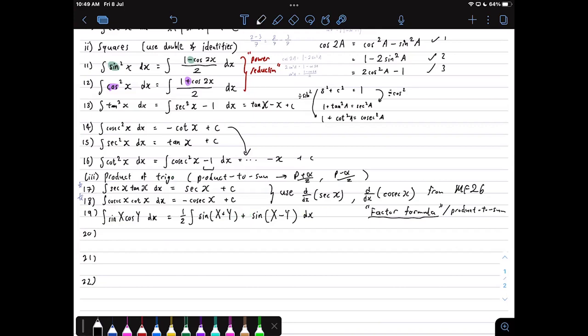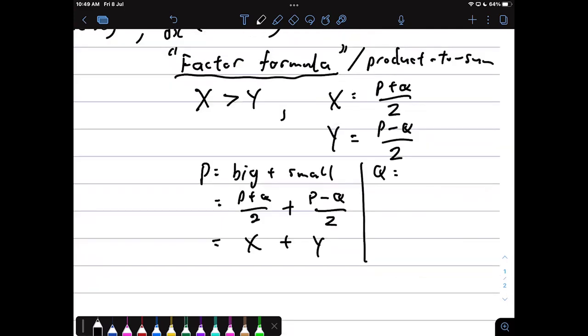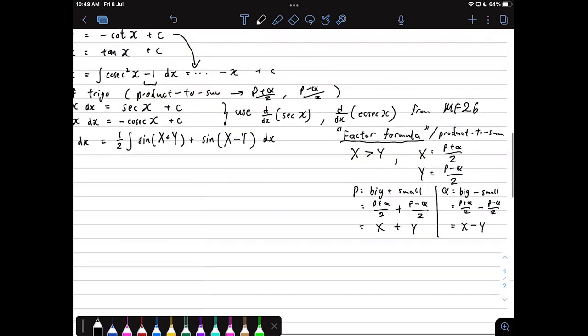Yeah, so take note that here the x is more than y, and x is actually your P plus Q over 2 in the formula list. Y is actually your P minus Q over 2. The trick here is that P will be equal to big plus small, which is P plus Q over 2 plus P minus Q over 2, which is really just x plus y. And the Q here will be big minus small, which is P plus Q over 2 minus P minus Q over 2, which is equal to x minus y. Okay, that is your P and your Q.